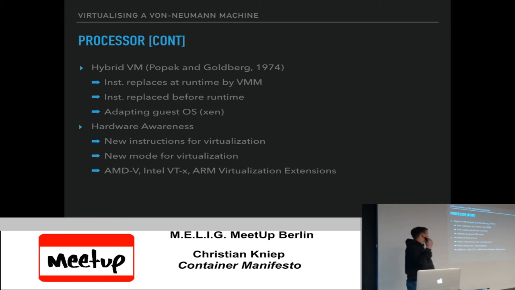And what they came up with was the idea of either having a hybrid VM, and I think all these concepts you will recognize. I mean, replace a runtime from the virtual machine manager. This is somehow what Java runtime does, right? So you replace the instruction, the bytecode at runtime, and make it so that it can execute. Or you can replace the instructions before runtime, so you compile your code so that it uses different instructions than the instructions that your application wants to do.